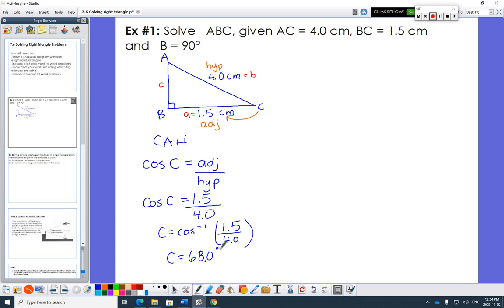Degrees. It's an angle. So what I would do now, so that you can see where to go from here, put the 68 in the triangle so that you know where it goes, okay? And again, you can do a variety of things to solve for the other side. You can easily solve for the angle because the total has to be 180.